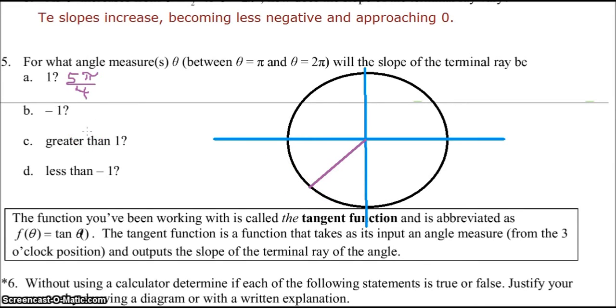How about negative 1? Negative 1 would just be the opposite side in the fourth quadrant right here. And that angle would be 7 pi over 4.